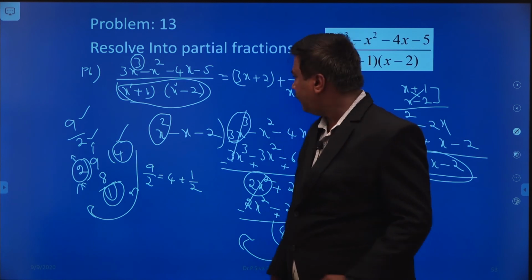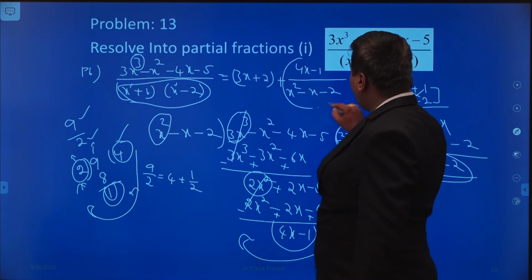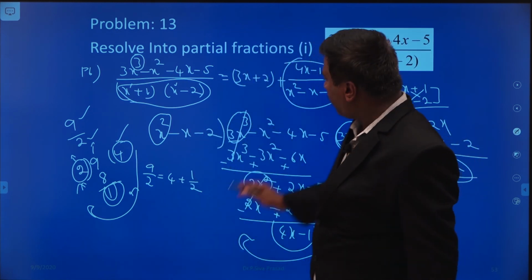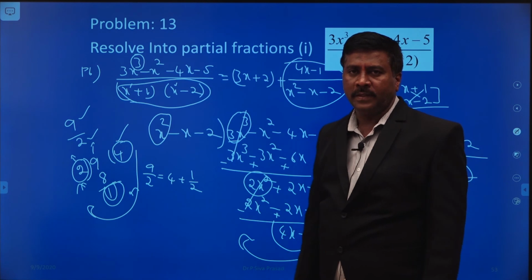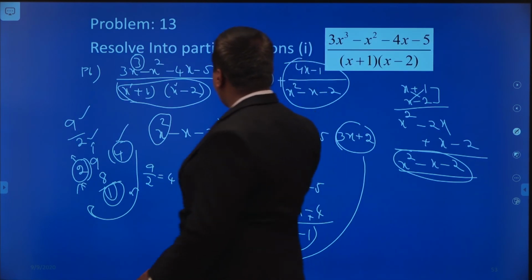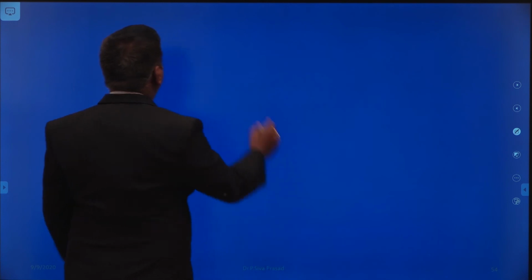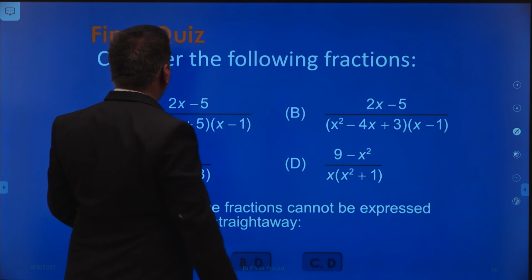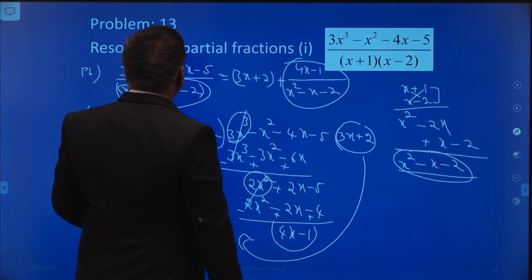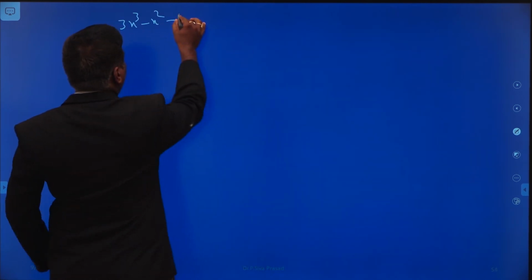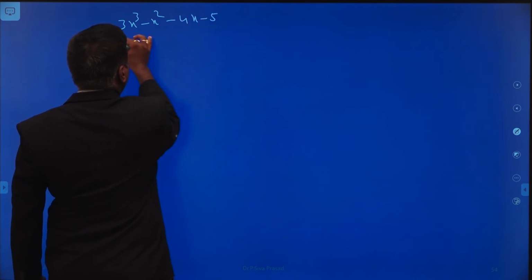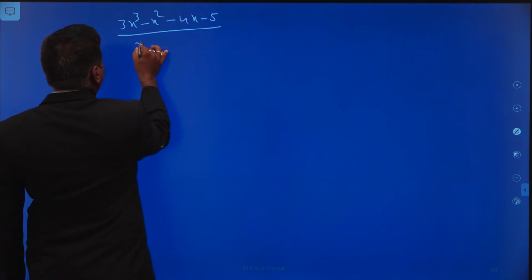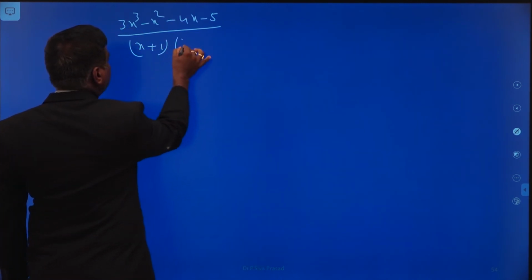All of you caught the point? Now you tell me, so this is the proper fraction. You have to resolve this proper fraction into partial fractions separately. Okay. So please see this. Here I have to write 3x cube minus x square minus 4x minus 5 by x plus 1 into x minus 2.